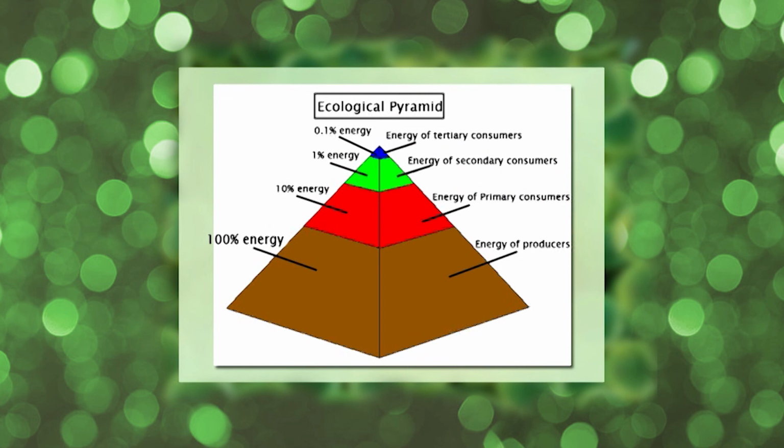Thus, from the above example, it is clear that more energy is available at first trophic level, and as we move from producer level towards the successive trophic levels, the amount of energy goes on decreasing, thereby depicting that smaller food chains are more efficient than larger ones in terms of energy.